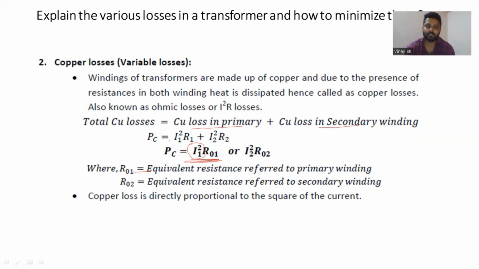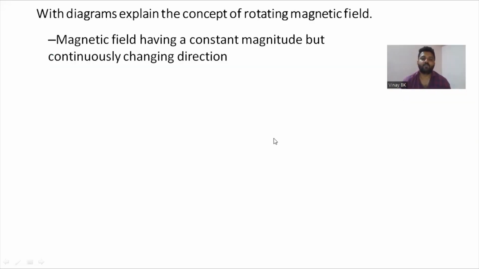So there are two losses in a transformer. First one is constant loss, or iron loss, or core loss. And the second one is copper loss, which you can also call variable loss. And in the core losses, there are again two main types: one is hysteresis loss and the other is eddy current loss. Let's move on to the second portion. So with diagrams, you need to explain the rotating magnetic field.